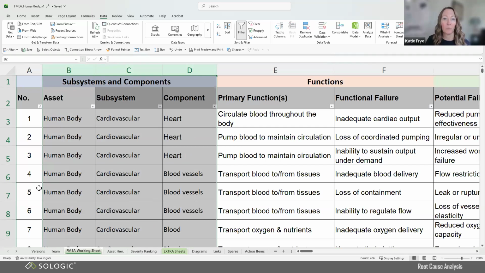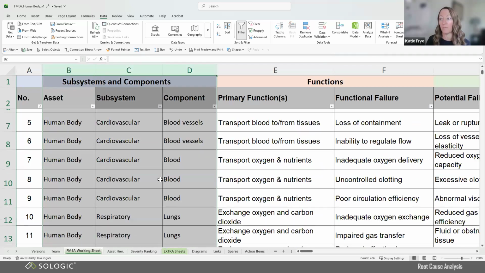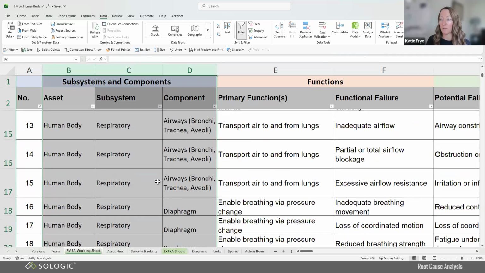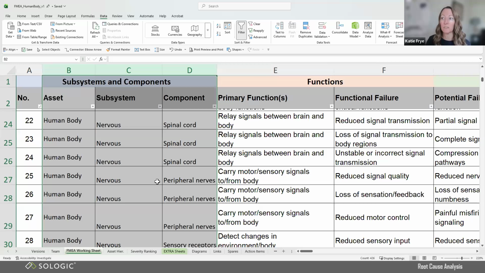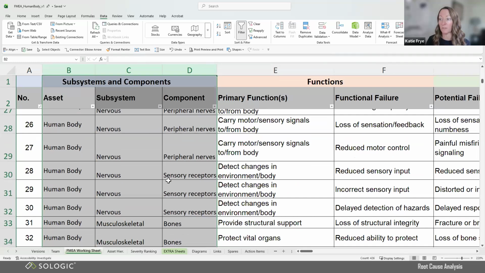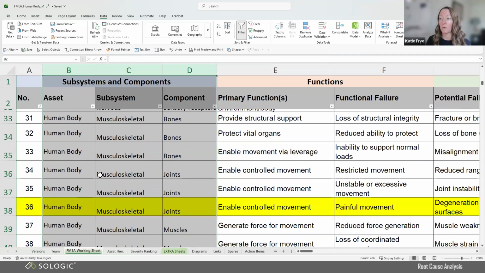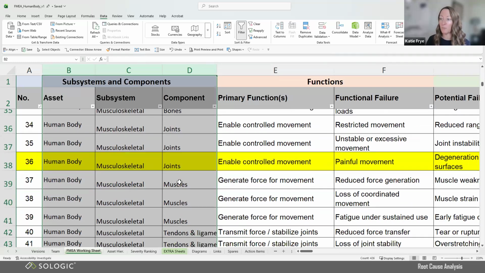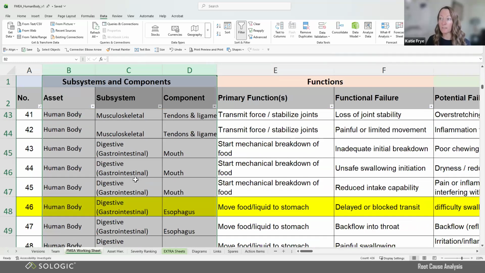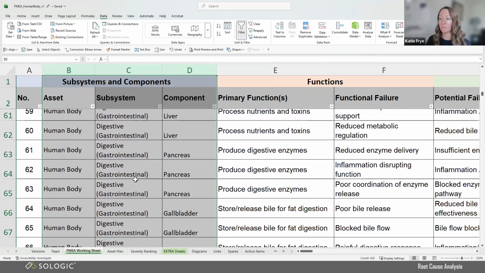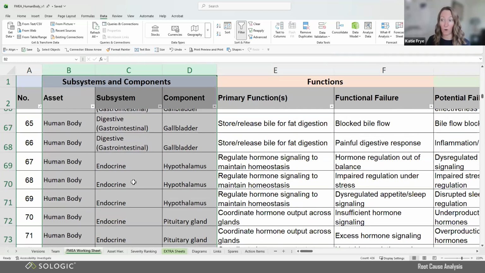Here we've broken the human body into systems. I'm going to scroll through, but you can see we've got the cardiovascular system, which includes the heart, blood vessels, the blood. If I scroll down a little bit further, we've got the nervous subsystem, which includes the spinal cord, peripheral nerves, sensory receptors. Then we go into the muscular skeletal subsystem that includes joints, bones, muscles. We've got the digestive subsystem, the endocrine, and so on. The spreadsheet's got quite a few rows in it.